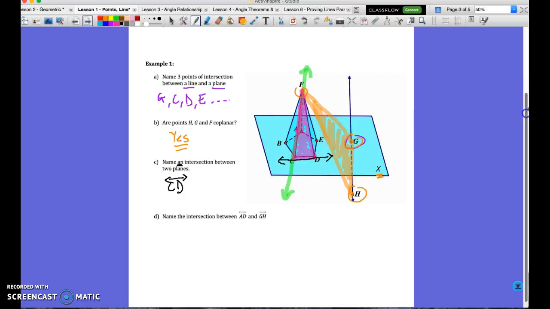Okay, and then next question, name the intersection between AD and GH. And so I'm going to just join A to D, and so that line is going to go along there. And the catch here is for you to realize that even though that might continue and appear to intersect GH at some point, the answer is they do not intersect. And that, of course, is because line AD is contained within plane X, line GH is passing through plane X, and so if they don't intersect on plane X, they're not going to intersect at all.